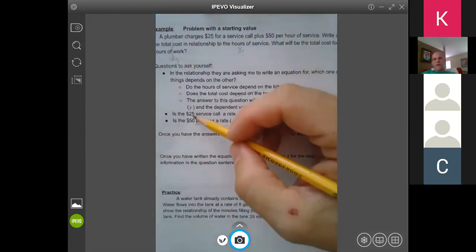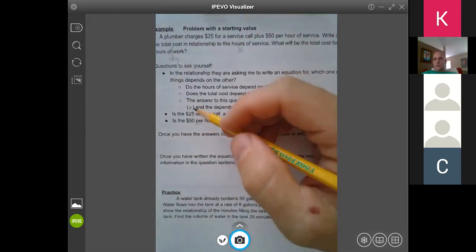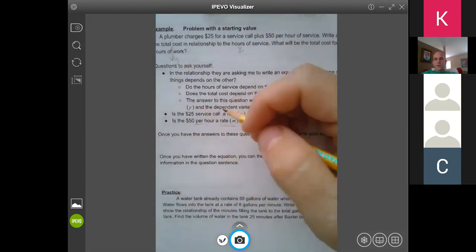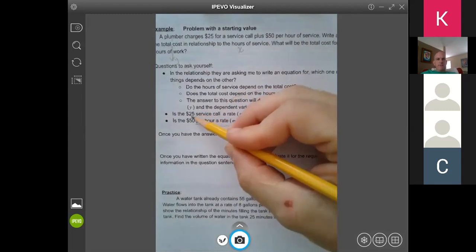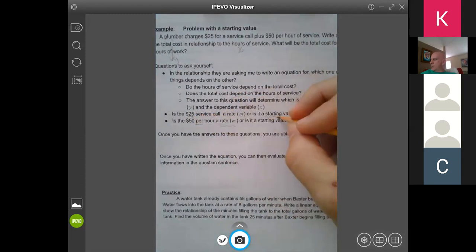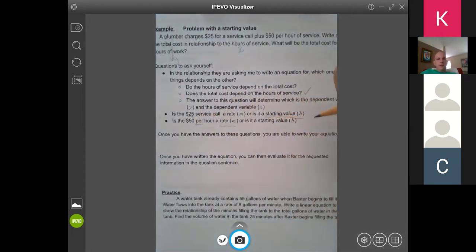That means that this $25 service call, which only gets charged one time when they show up, no matter how long they work for, is going to cost you at least $25 just for them to show up. That's our starting value, or our B in this. It's our y-intercept in this slope-intercept format.